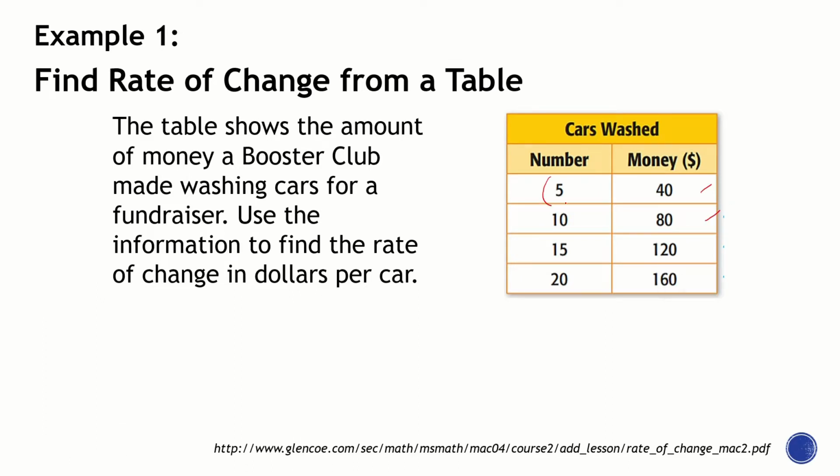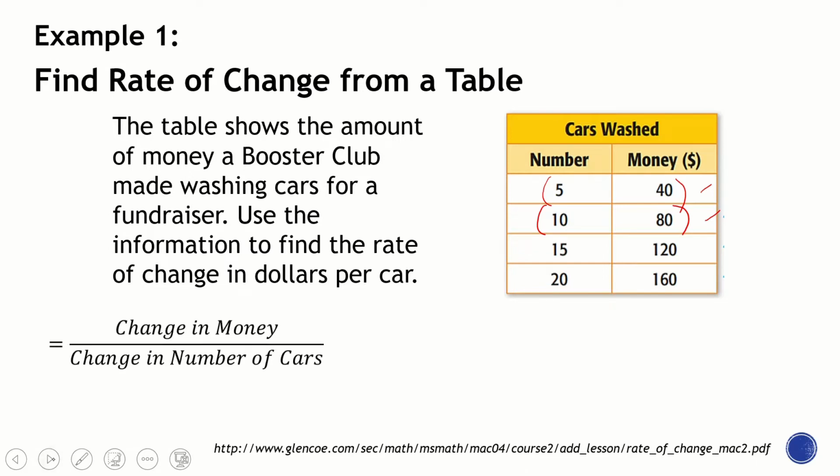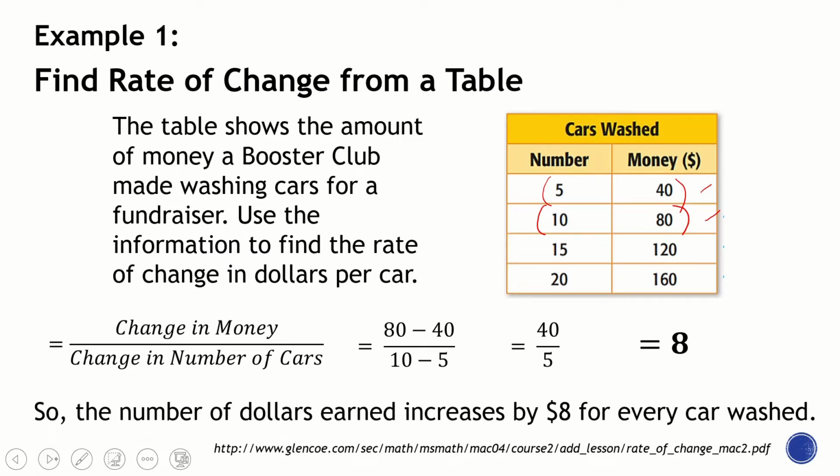Now remember that x is 5 and 10, and y is 40 and 80. So the x's, 5 and 10, go in the denominator, and the 40 and 80 will be in the numerator. So change in money over change in the number of cars. That's 80 minus 40 over 10 minus 5, which is equal to 8. So that means the number of dollars earned increased by $8 for every car wash. All right, let's go to the next one.